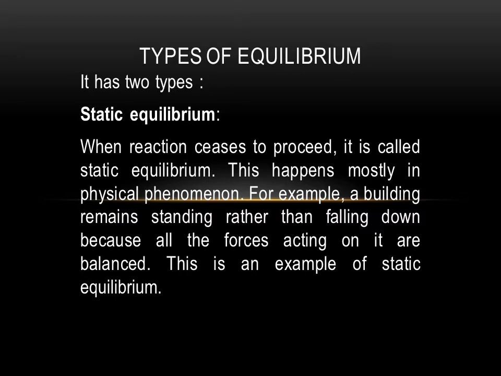The state of equilibrium in which the object does not change its position is called static equilibrium. The common example which is given in your book is a building remaining standing rather than falling down. Why? Because all the forces acting on it are balanced: upward, downward, left and right. All the forces are balancing each other, so that's why the building remains constant. This is an example of static equilibrium.